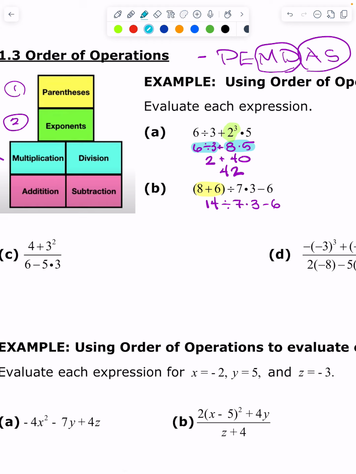Sorry, I skipped over exponents. There are no exponents, which is why I skipped over it. So now I'm going to the multiplication and division step. Notice this divide by 7 happens first, so I'm going to do that part. 14 divided by 7 is 2. I'm going to replace the 14 divided by 7 with the 2, and then just recopy the rest of that expression. I got 2 times 3. There's a multiplication: 6. And 6 minus 6 is 0.